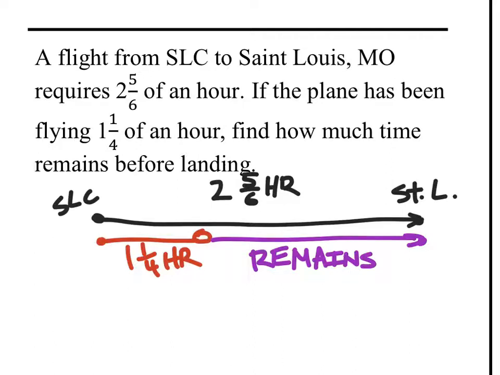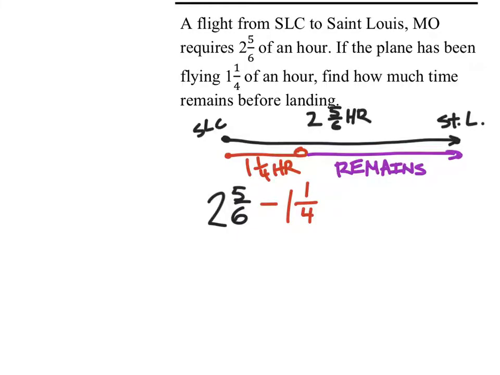Which means that if I want how much remains, I'm going to have to subtract the 1 1/4 hour from the 2 5/6. In other words, you had 2 5/6 hours when you started, and we're going to take away 1 1/4 hours that it's been in the air, and that should tell us how much time is going to remain on this flight. Now I'm going to use method 2 for subtracting mixed numbers.